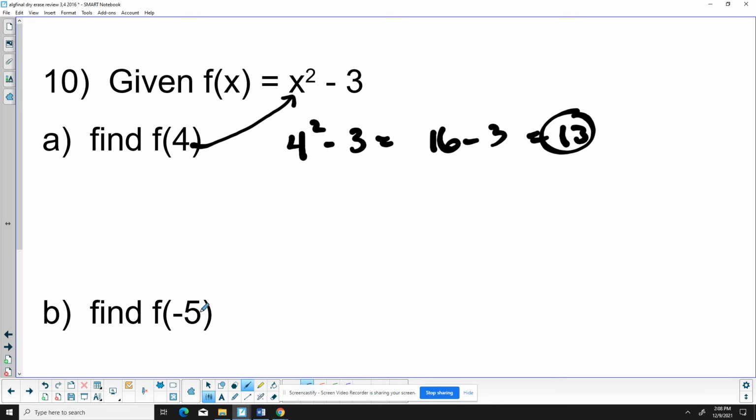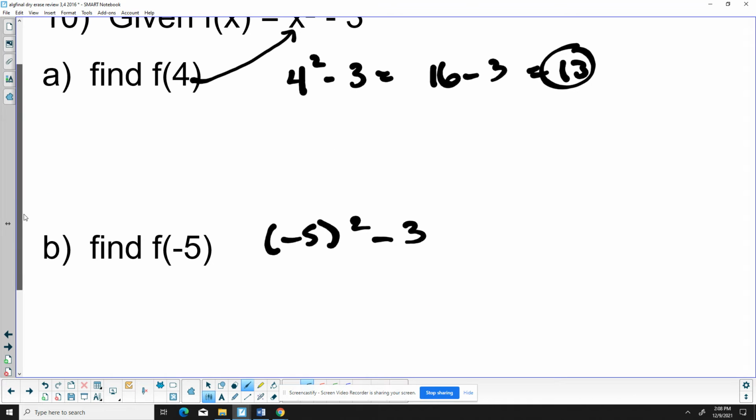I do the same thing with the -5. It's in place of the x, so I replace the x. -5 squared minus 3. Make sure if you type this into the calculator that you put those parentheses in there, because if you don't, it will only square the 5 and not the negative, and you'll get the wrong answer. So this answer is 22.